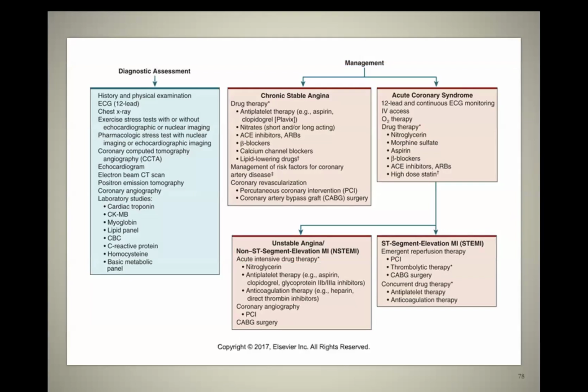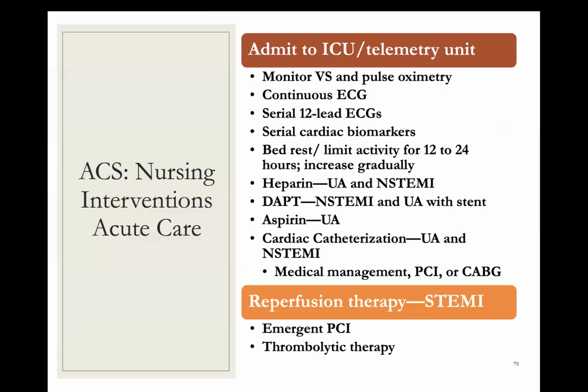All right, so this is actually from your book, so you can look at this in your book if you want, but this is just a visualization of the different lab tests and interventions that nurses can expect to do with the different parts of stable angina and then acute coronary syndrome, which is either the unstable angina and non-STEMI or the STEMI. So this is all stuff that we've already gone over, just a different way of looking at it. So you can go back to the slides and look at that for studying if you'd like.